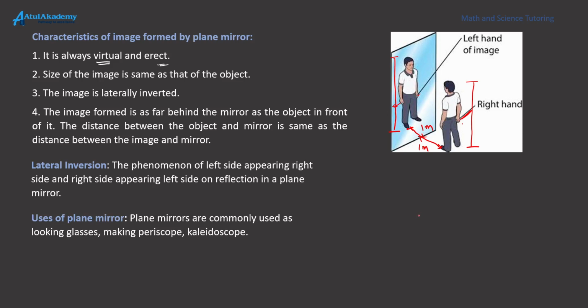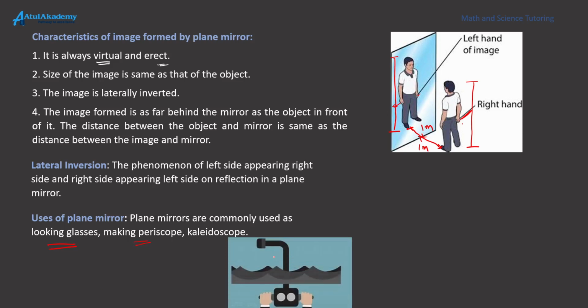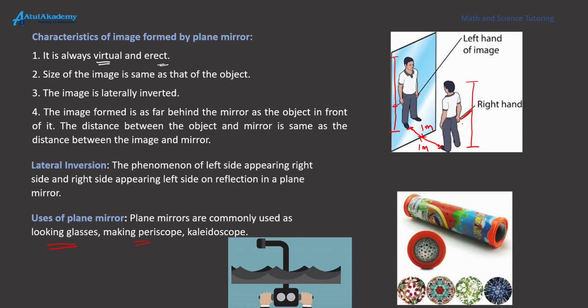Now, what are the uses of this plane mirror? Plane mirror we see as looking glasses, which we use daily. Also, it is used in making periscopes. Periscope is used in submarines. It uses the concept of double reflection. Then you have seen kaleidoscopes when you play. They use the concept of multiple reflection, in which you have multiple mirrors multiply reflecting the same image and giving you a kind of pattern when you see it. Okay, so I hope this is clear.